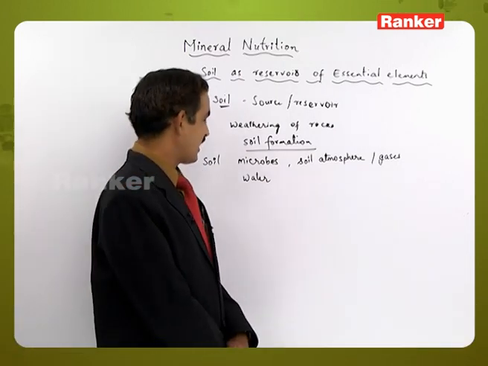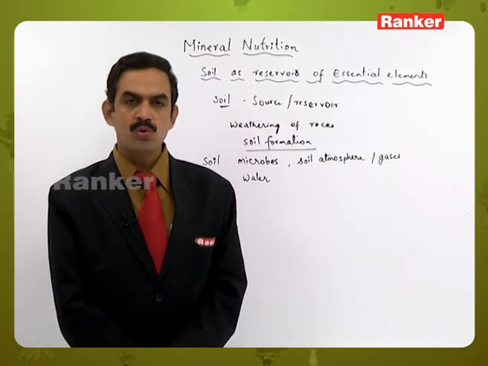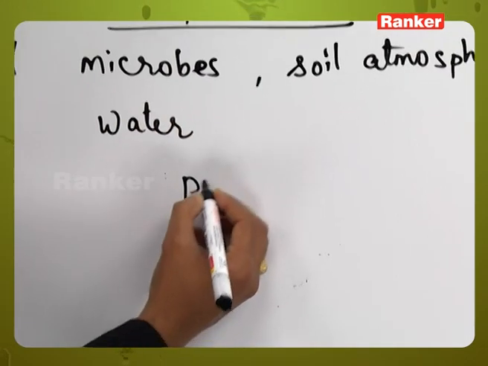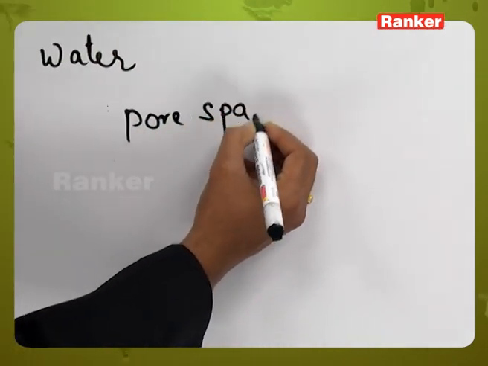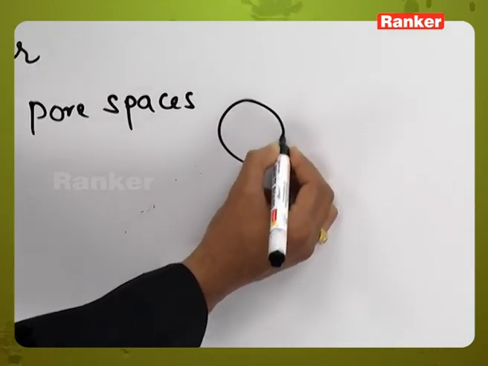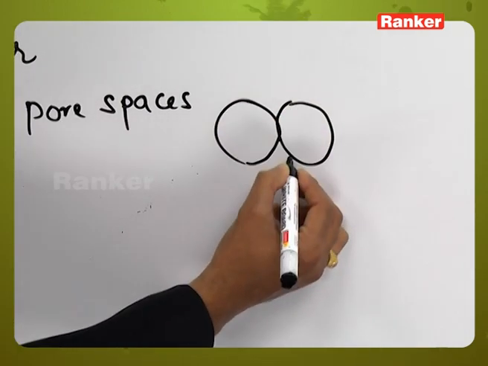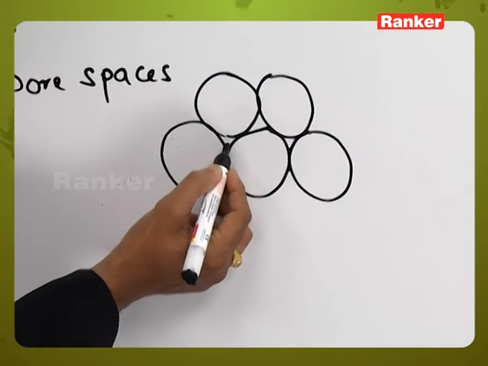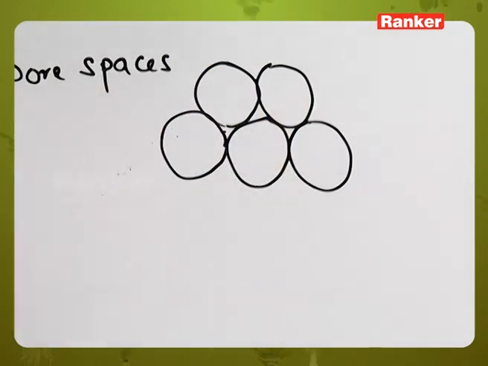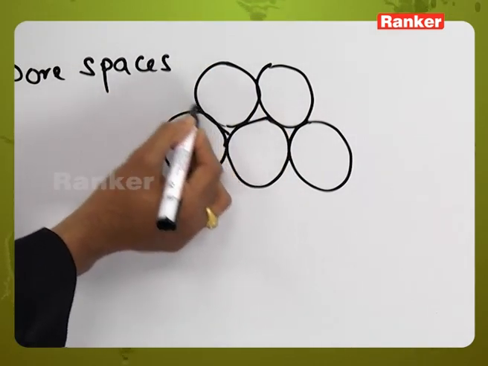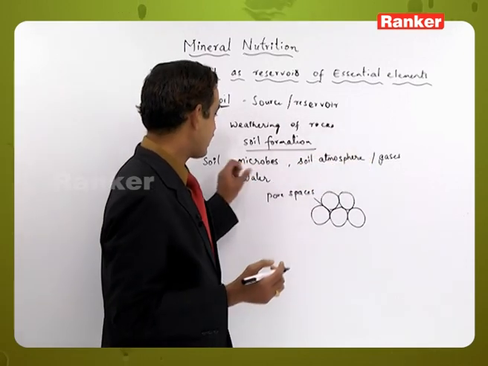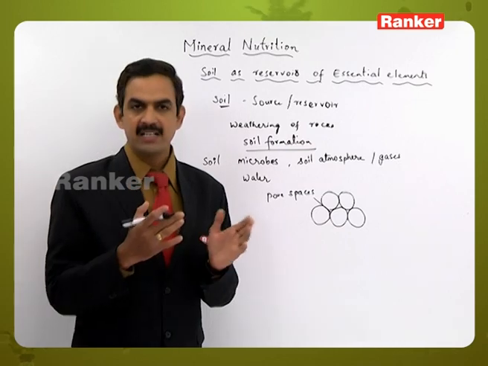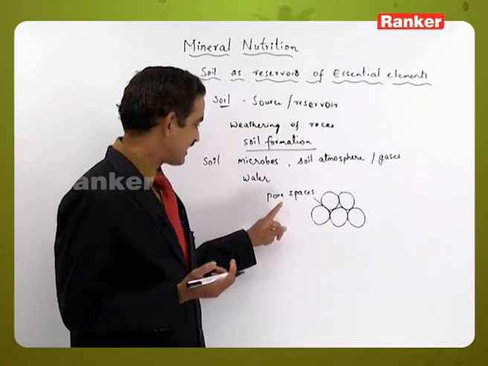In that process, the root hairs will penetrate into the pore spaces. Here the pore spaces are nothing but the small gaps which are present between the soil particles. For example, these are the soil particles, and in between the soil particles, small empty spaces will be there. These are called pore spaces. These pore spaces will contain all these things like soil microbes, soil atmosphere, the water, and all other inorganic compounds. So all of them are present inside the pore spaces.